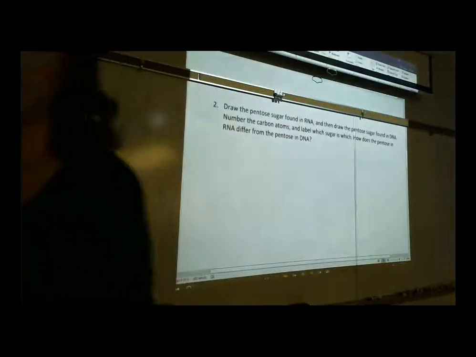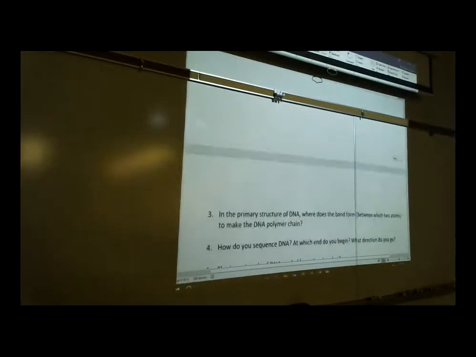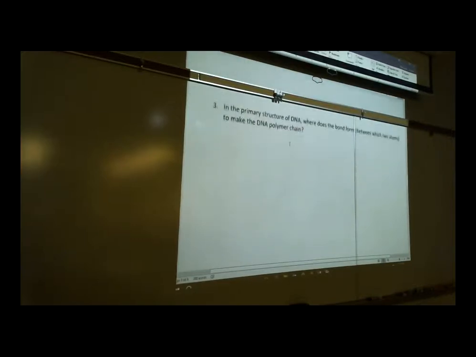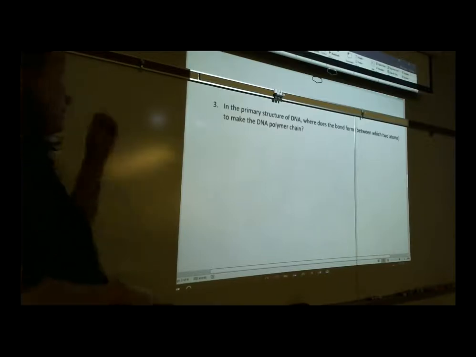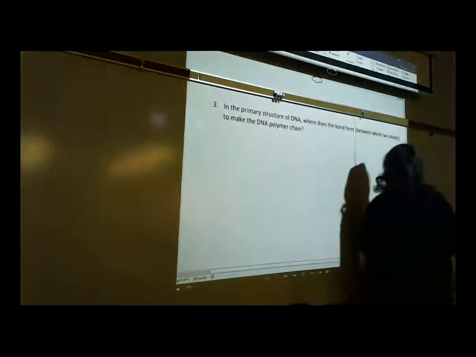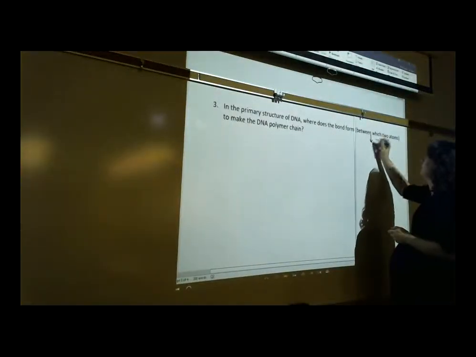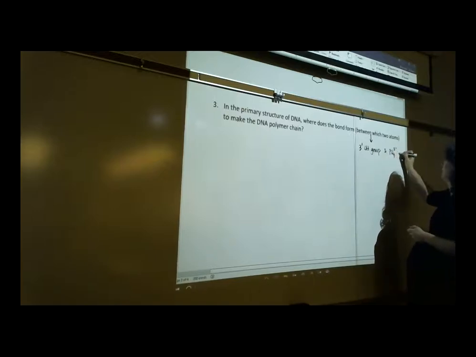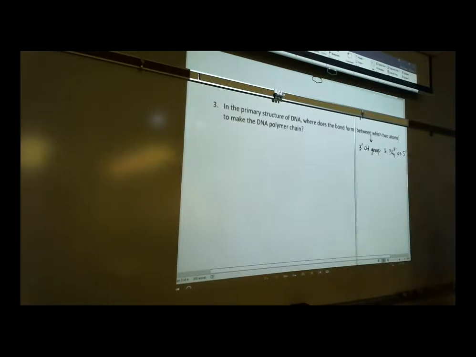All right. Let's go on to number 3. In the primary structure of DNA, where does the bond form between which 2 atoms to make the DNA polymer? All right, so between which 2 atoms? This is occurring between the 3' OH group and the phosphate on the 5' carbon. Okay, it's between the 3' OH group and the 5' carbon.